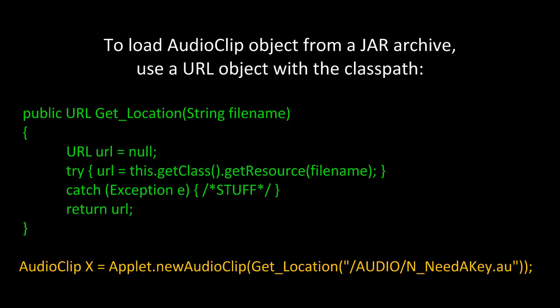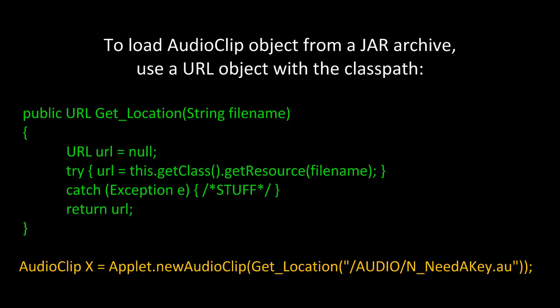AudioClip objects may perhaps be the easiest way to implement sound in your Java projects. However, you may still encounter complications, such as when trying to retrieve an AudioClip object from a compressed jar archive, such as when a JApplet is embedded within a web page. In a situation like that, you don't want to use a simple string for the file name, but you'll need a URL object. Here's an example of a helper method called getLocation that will return a URL when I pass in the file name as a string.